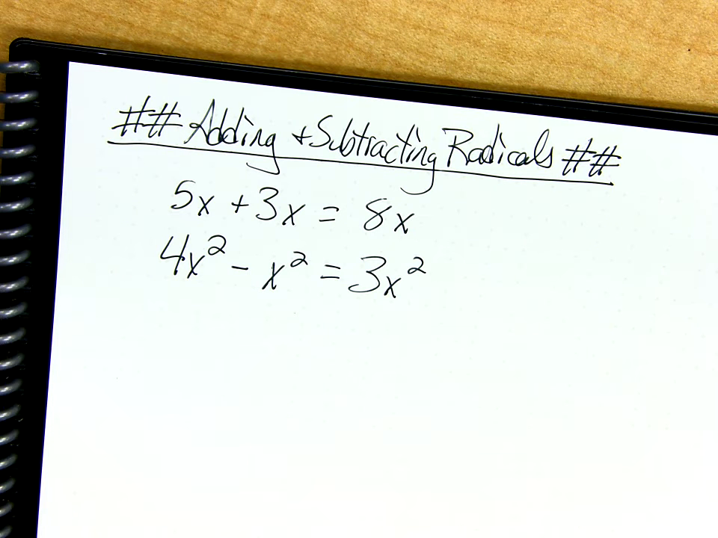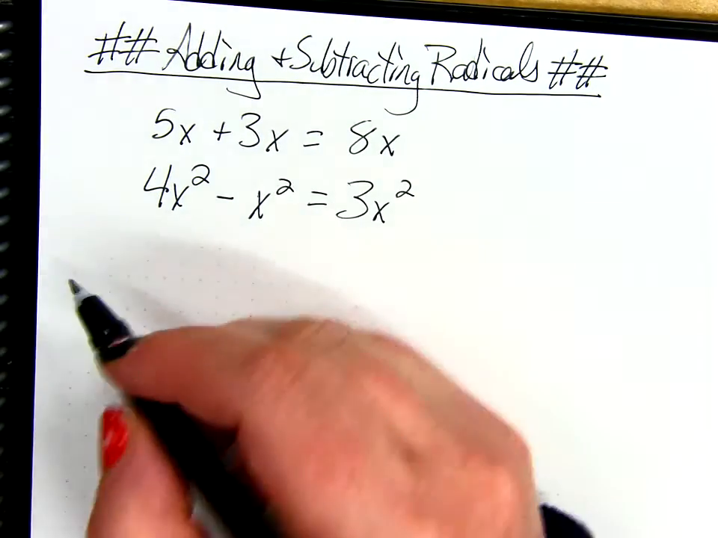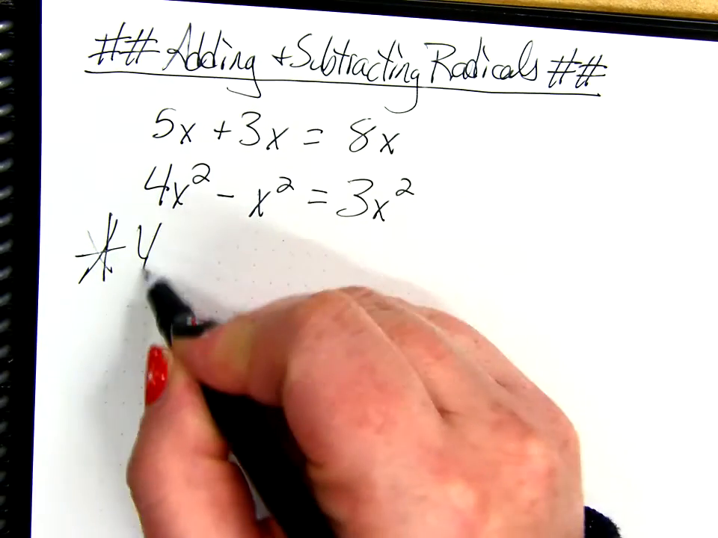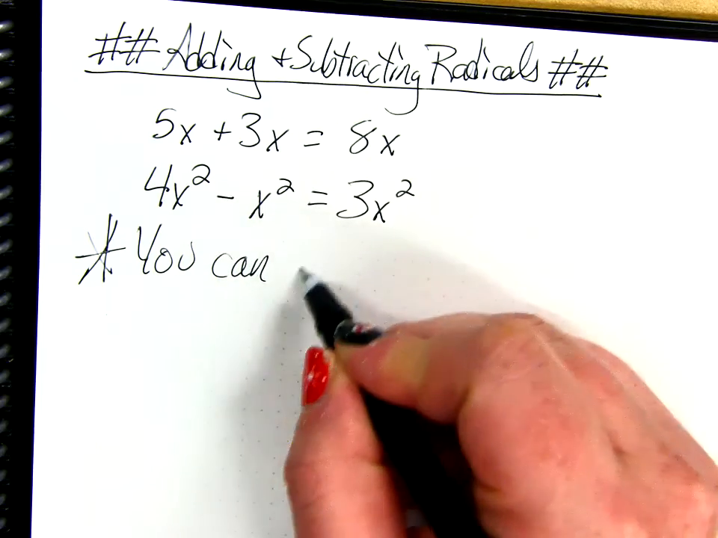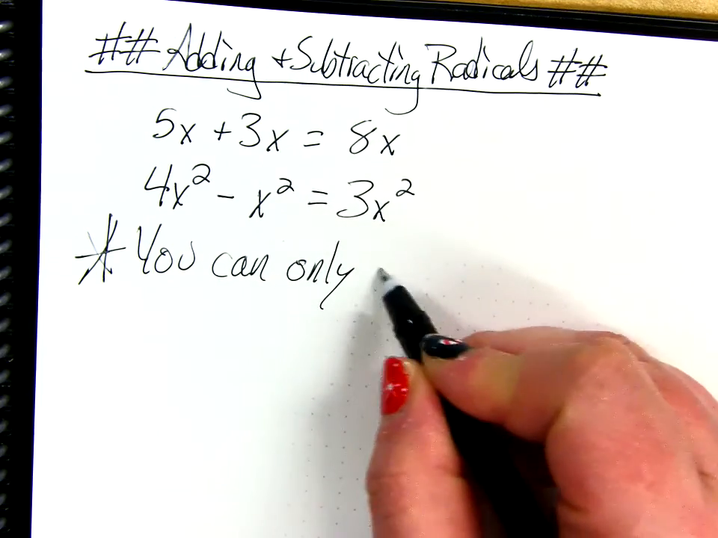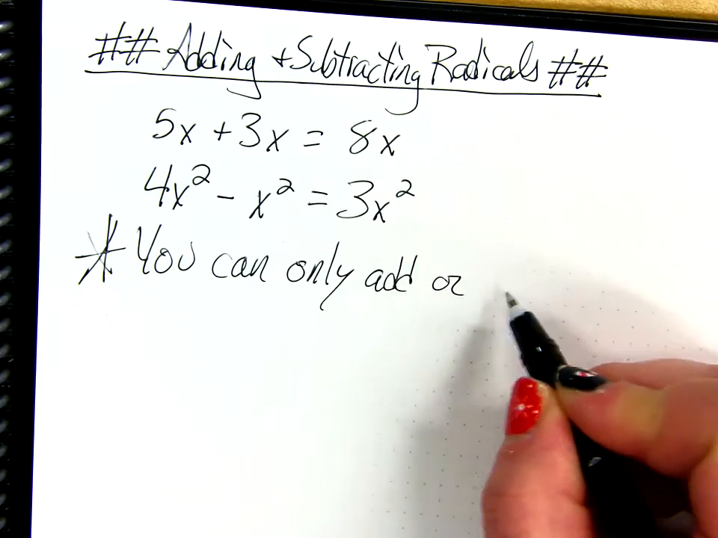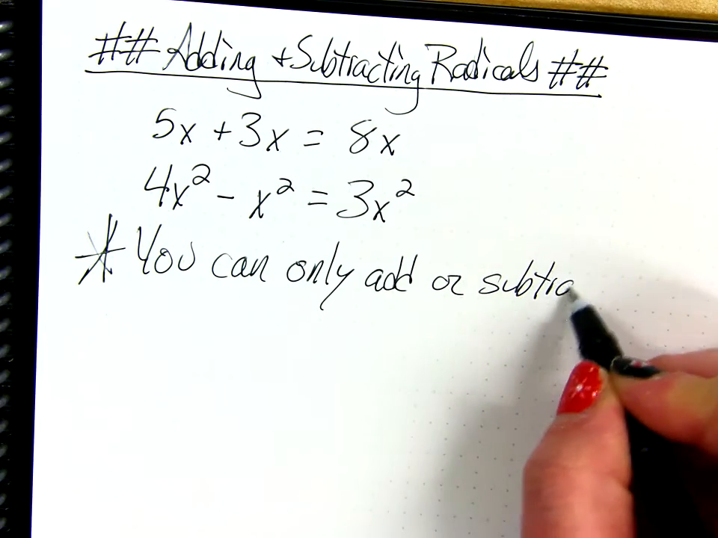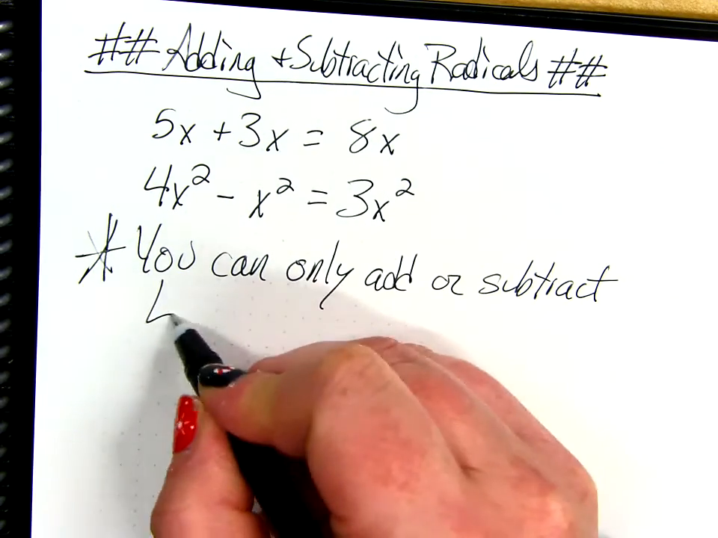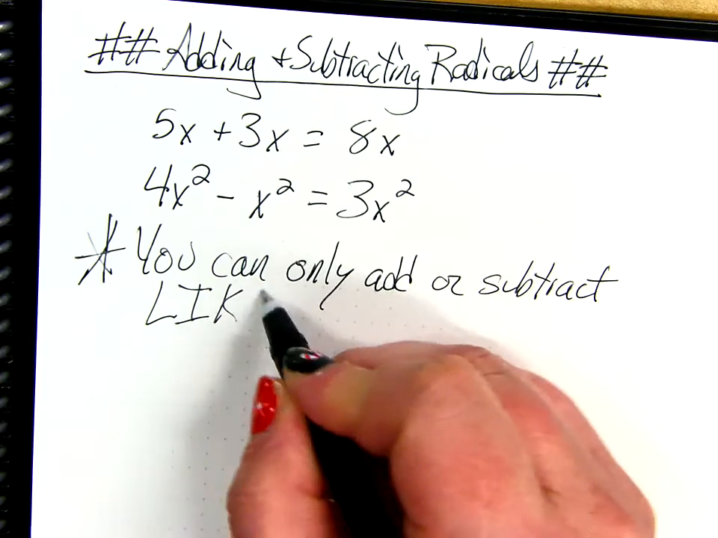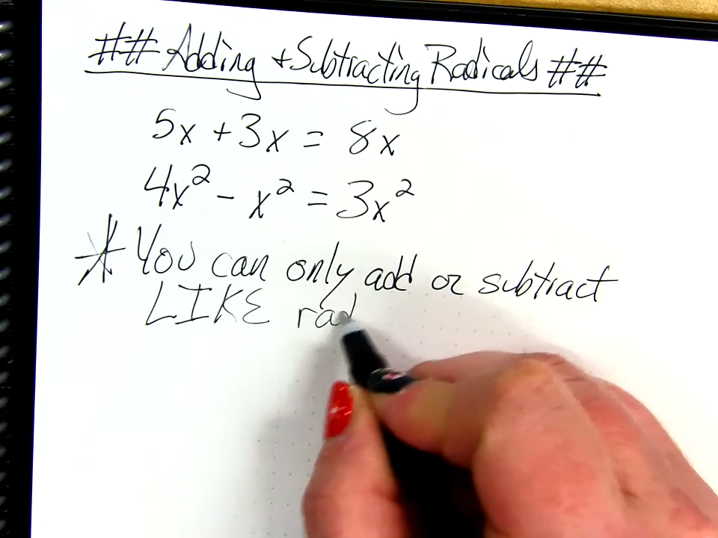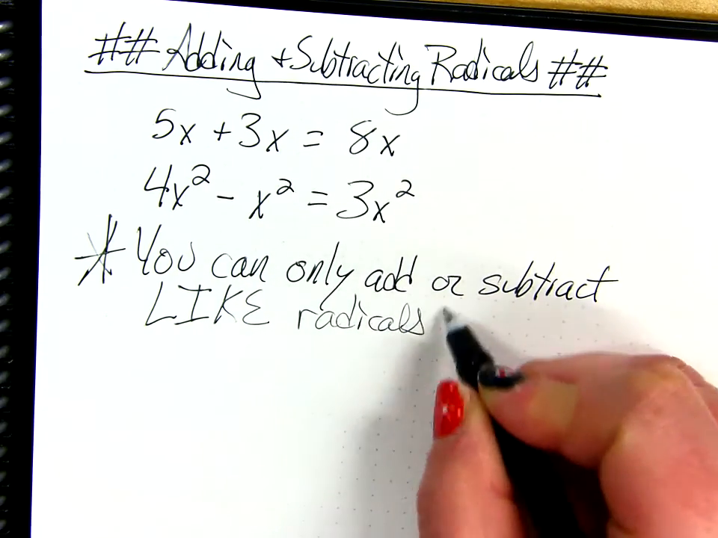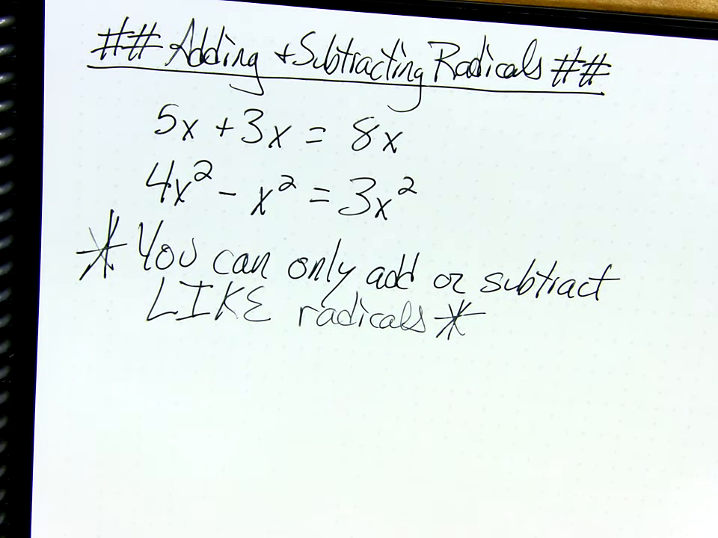It's just that you have to have like radicals, okay? So, big star to start off with, you can only add or subtract like radicals. Just like you can only add or subtract like terms. It's the same exact concept. And I do it the exact same way.